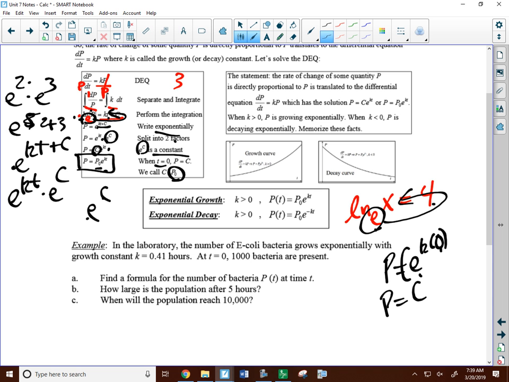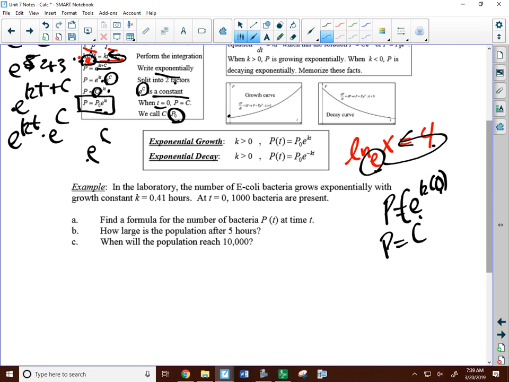So let me talk about this. Exponential growth looks like this. Something is growing, and the amount starts here and gets larger. Decay would be going down, and it would look more like that. They're the same function here, but the only difference is that if it's exponential decay, you're getting less of something, then that k value is negative.